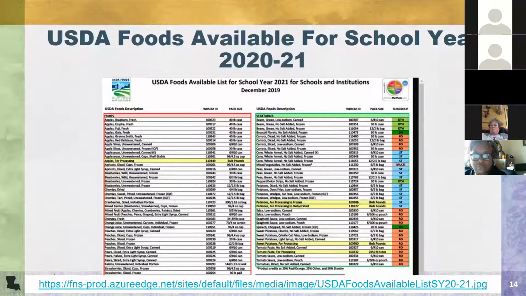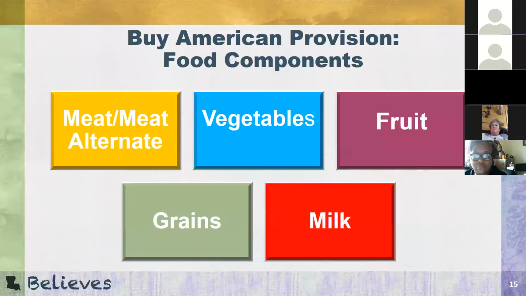The USDA Foods Available list can also be used to assist in determining whether food items are available domestically, because USDA purchases only domestically grown products. And according to the Buy American provision, the creditable food component is the agricultural commodity. Food items that are not a meal component do not need to be domestic. An example would be spices. They are not a food component. Foods from Guam, American Samoa, Virgin Islands, Puerto Rico, and the Northern Mariana Islands are considered to be domestic.